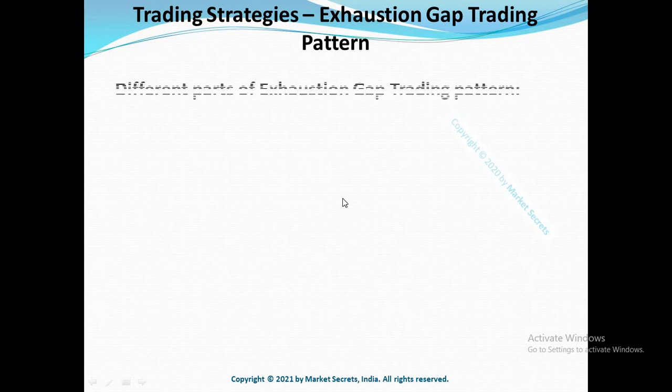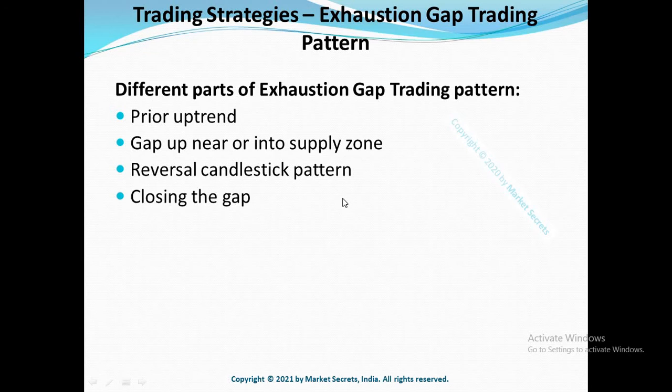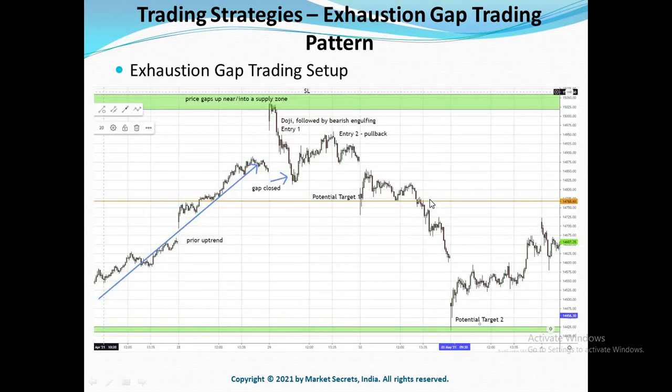There are four main parts which form this pattern: a prior uptrend, followed by a gap up near or into a supply zone, followed by a reversal candlestick pattern, and finally closing the gap. Let's see this in detail with an example.